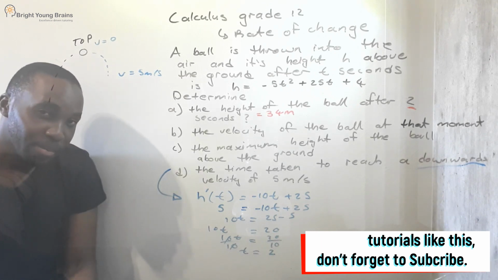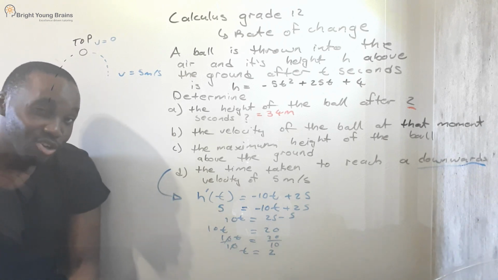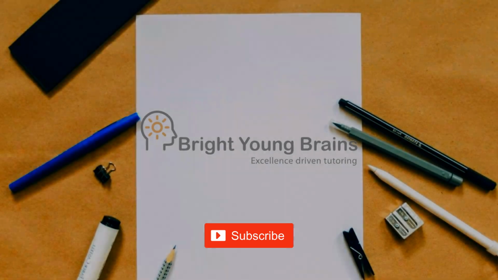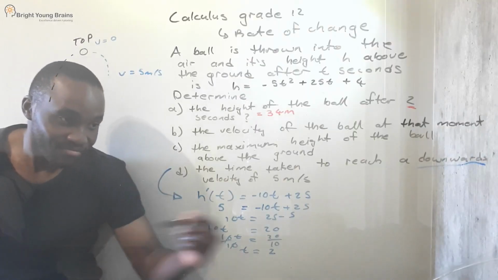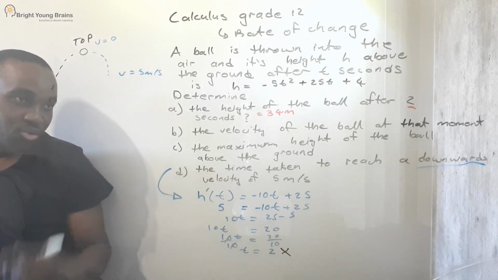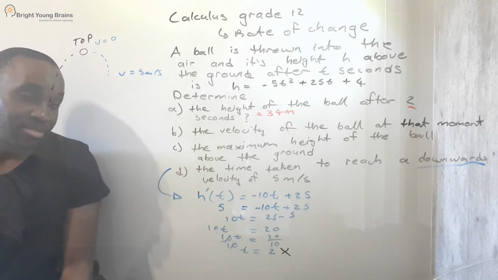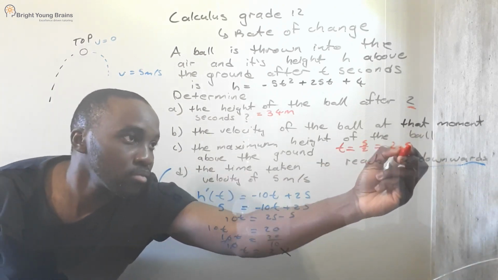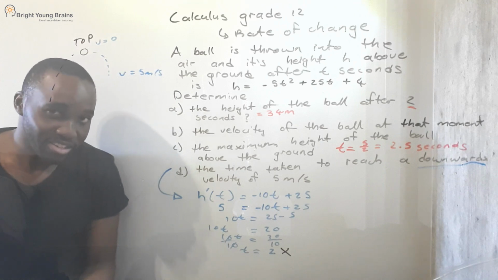So the one thing that may seem a bit confusing is that this value for t here is not our final answer. The reason we bluntly say that this is not our final answer is because, from our previous question, we know that the maximum height was reached after 2.5 seconds.